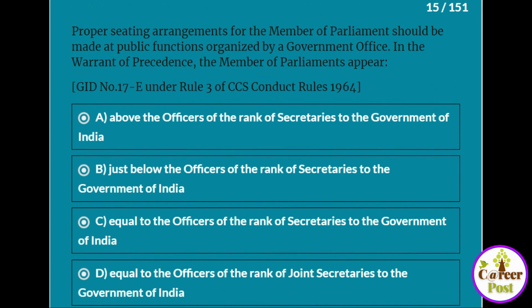Here, the MP should be above the officers of the rank of secretaries to the Government of India, just below the officers of the rank of secretaries to the Government of India, equal to the rank of secretaries, or equal to the officers of the rank of joint secretaries to the Government of India.